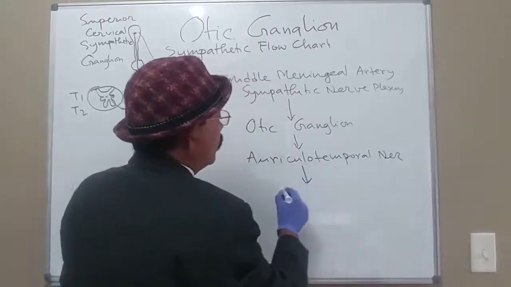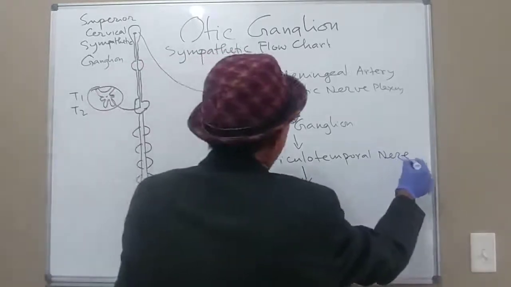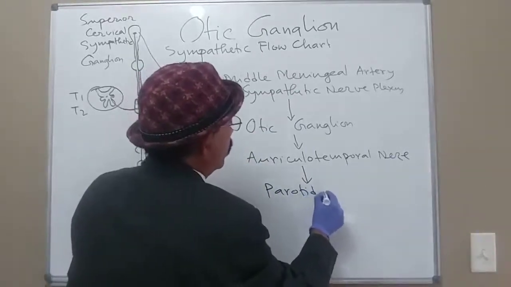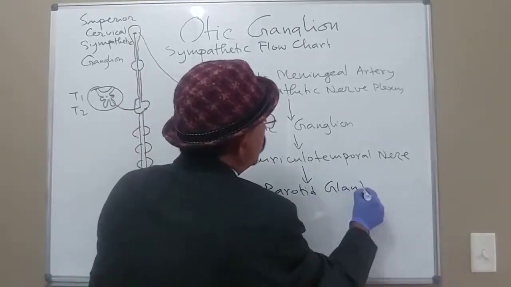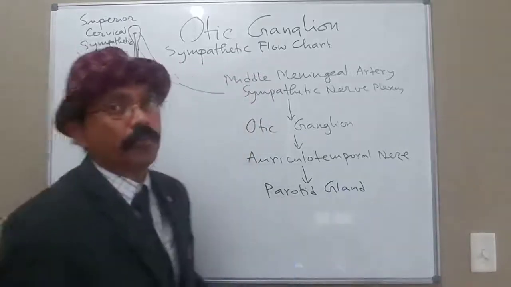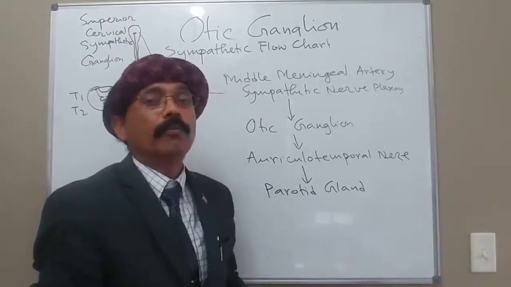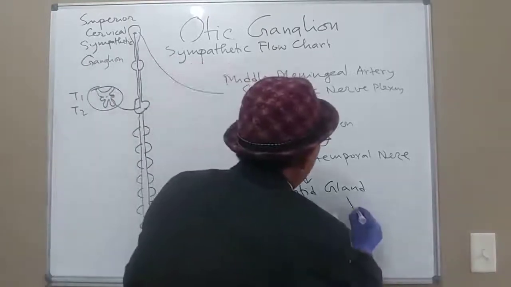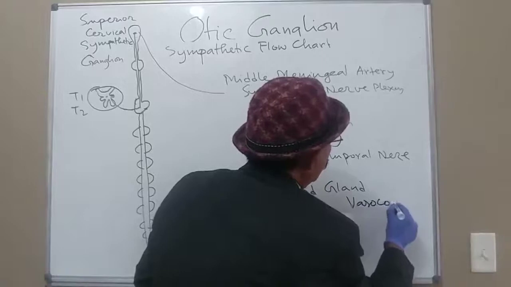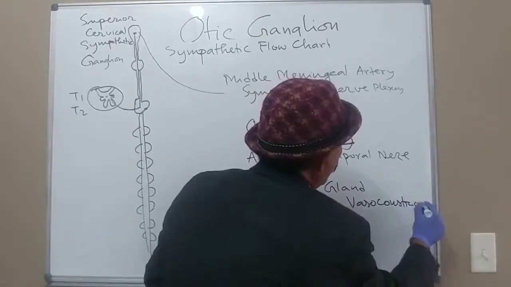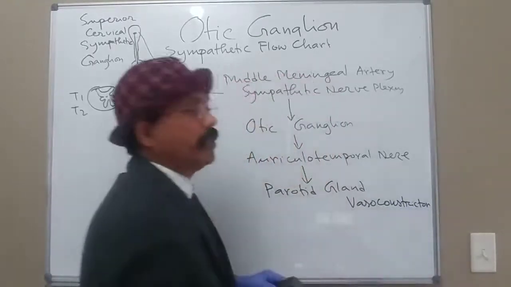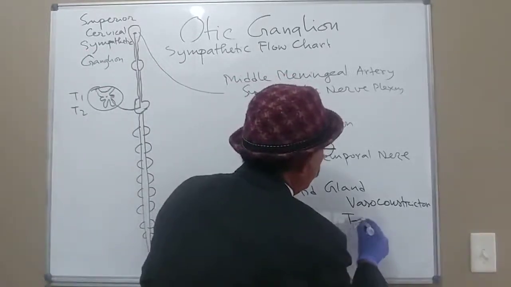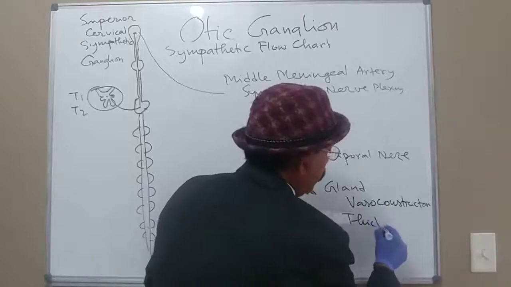Then that will innervate the parotid gland, and the sympathetic is vasoconstrictor, so they will produce thick saliva. So vasoconstrictor, and due to sympathetic stimulation in any region, they will produce thick saliva or concentrated saliva.